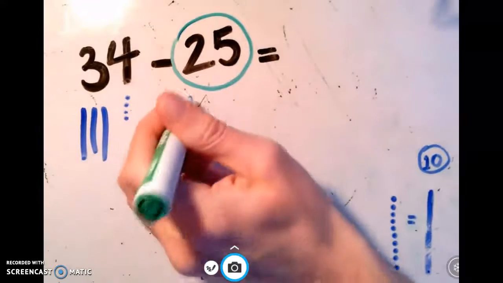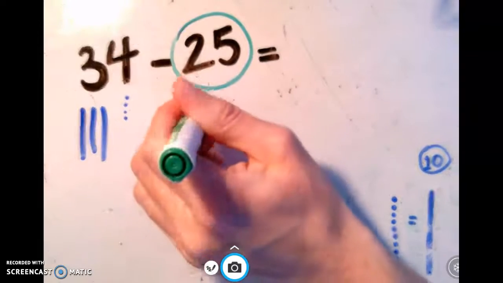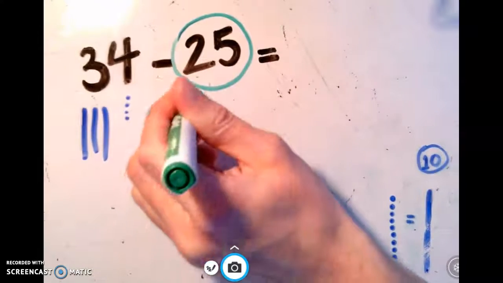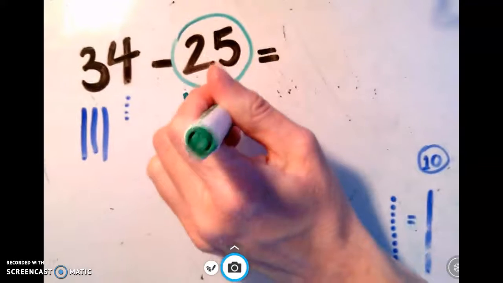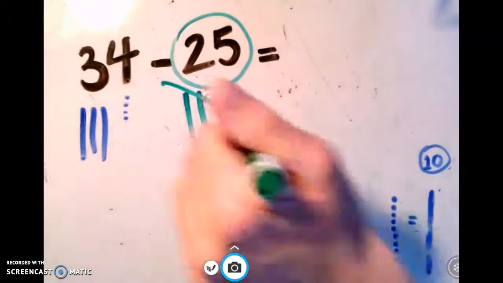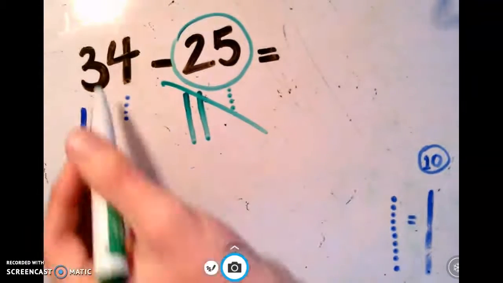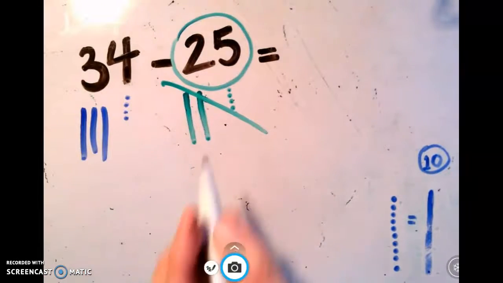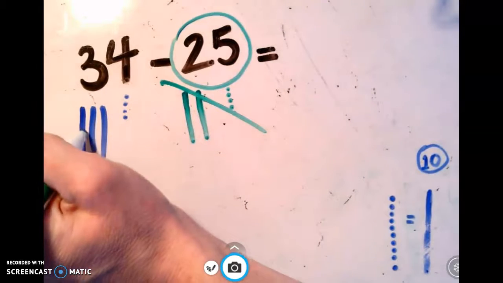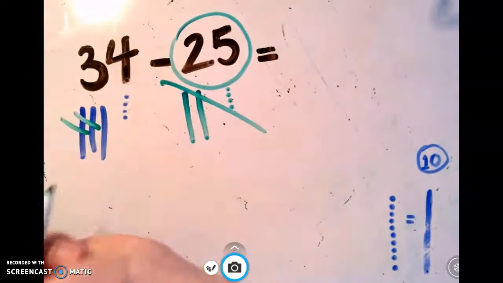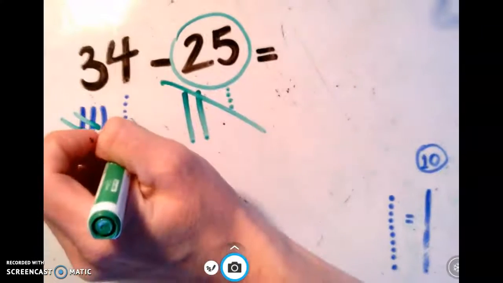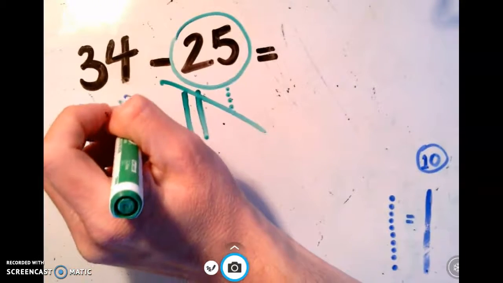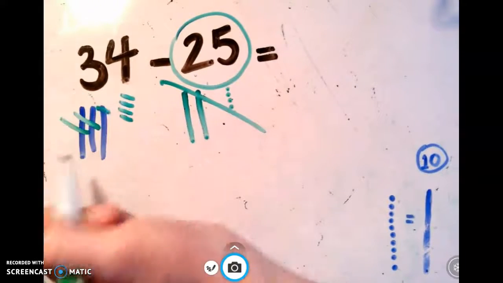So if we look at how many tens are in 25, there are two of them because it's 25. We're taking that away from 34. So let's start with the tens. Take away 2 tens, and then you're going to take away 5 ones. 1, 2, 3, 4, 5.